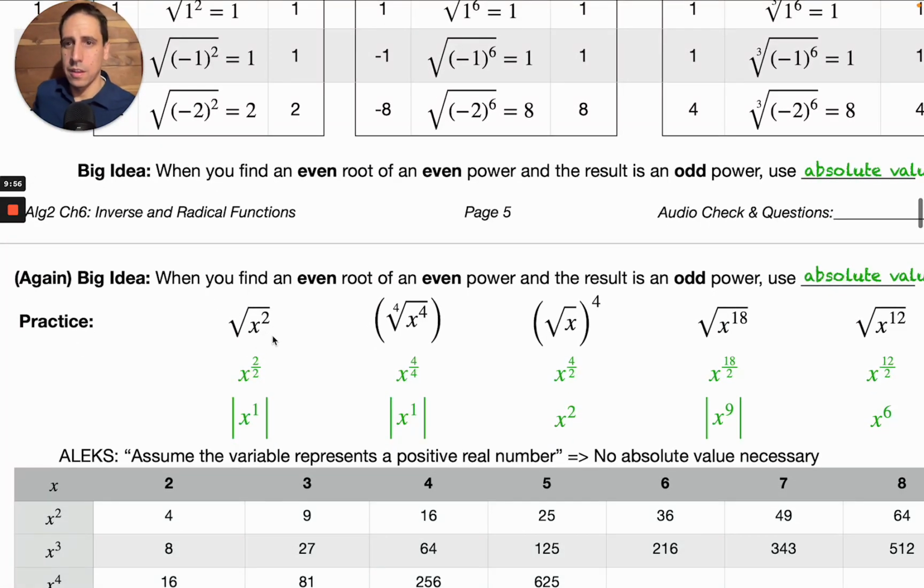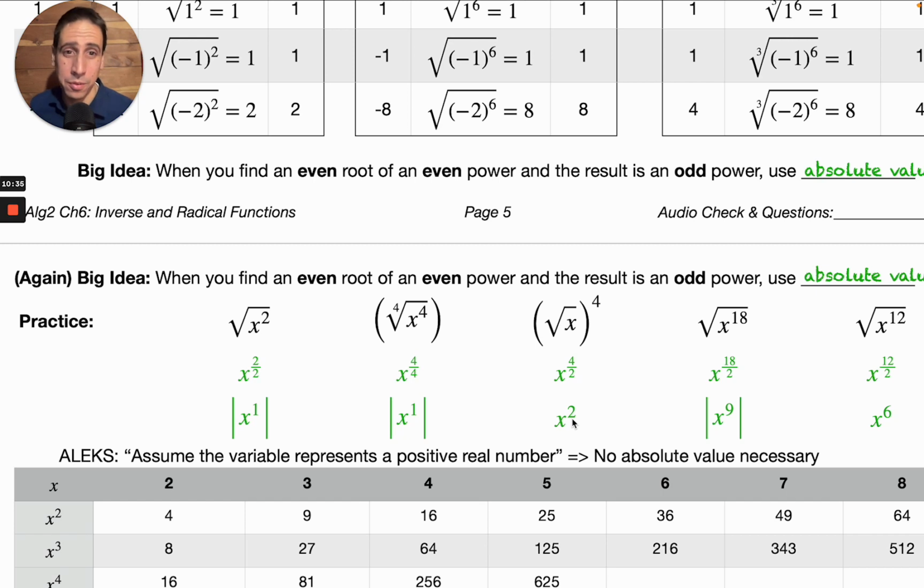So maybe the even, odd rule is going to be easier to see when you turn it into a fractional exponent. So the numerator is 2, the denominator is 2. Even, odd, 2 over 2 is 1, and so because it goes even, odd, we need absolute values. Here, 4 over 4 is 1. Even, odd, need absolute values. Here, even, that does not follow the rule, so we don't need the absolute values here.